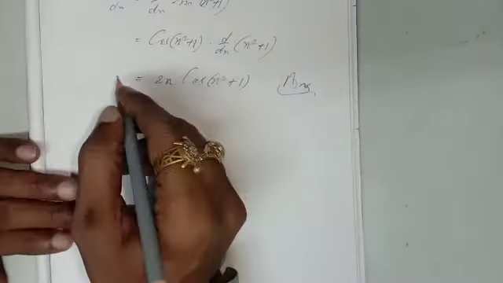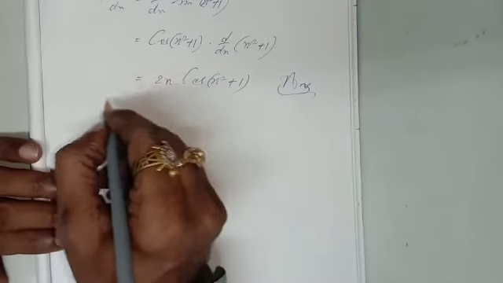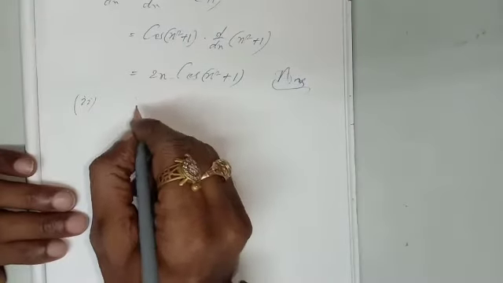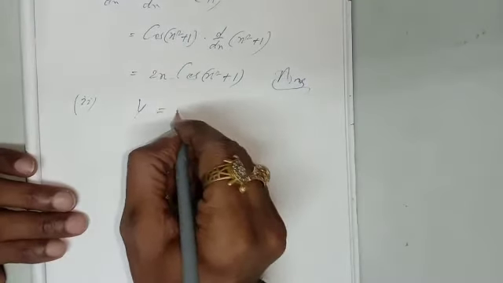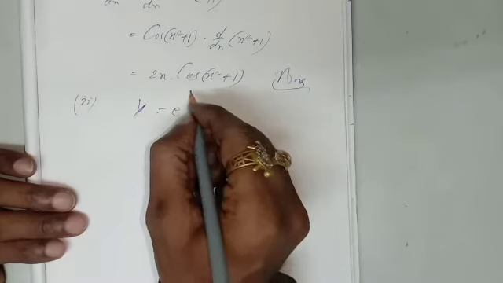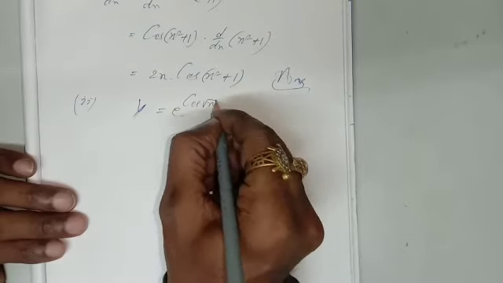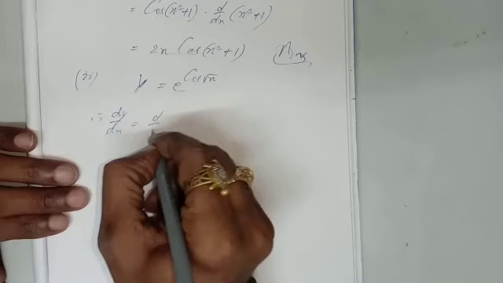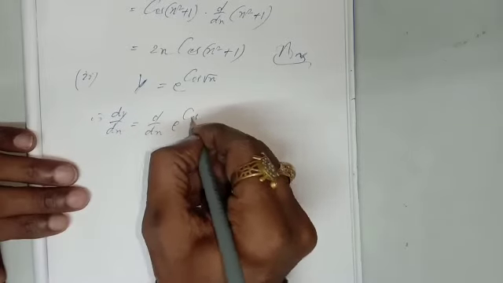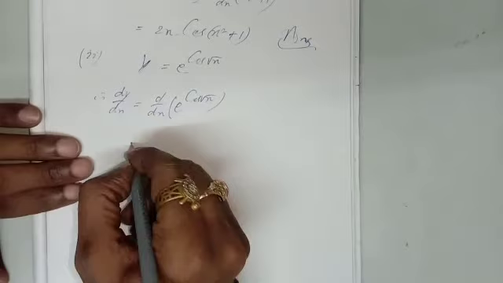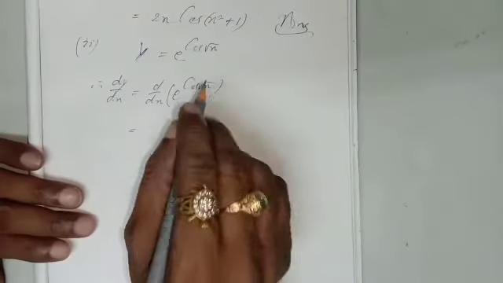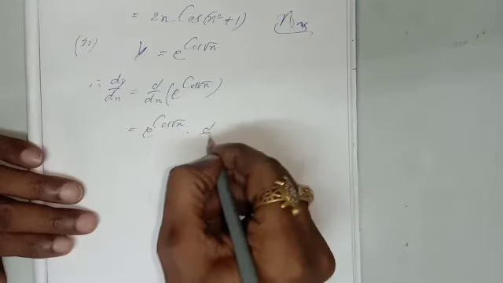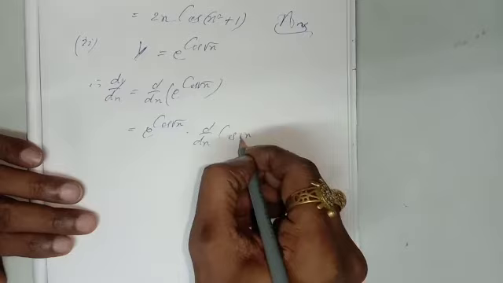Number 2, second part. The question given: y is equal to e to the power cos root x. Then find dy by dx. So dy by dx is equal to d by dx of e to the power cos root x. What is the derivative of e to the power x? Think of this as e to the power x, so it stays e to the power cos root x. Again, the derivative of cos root x.